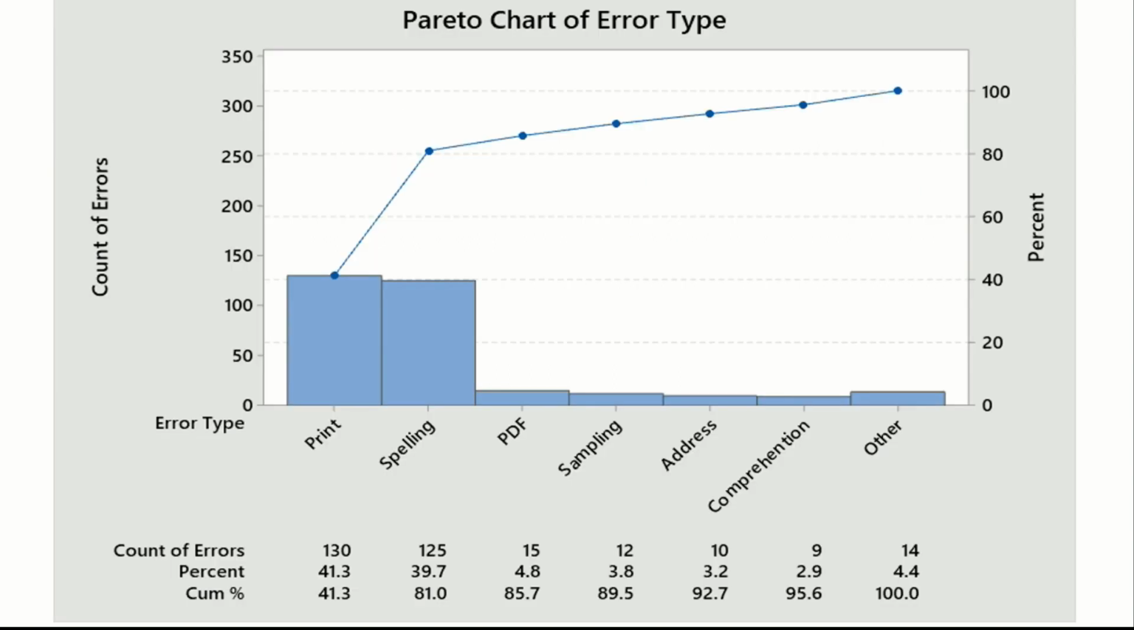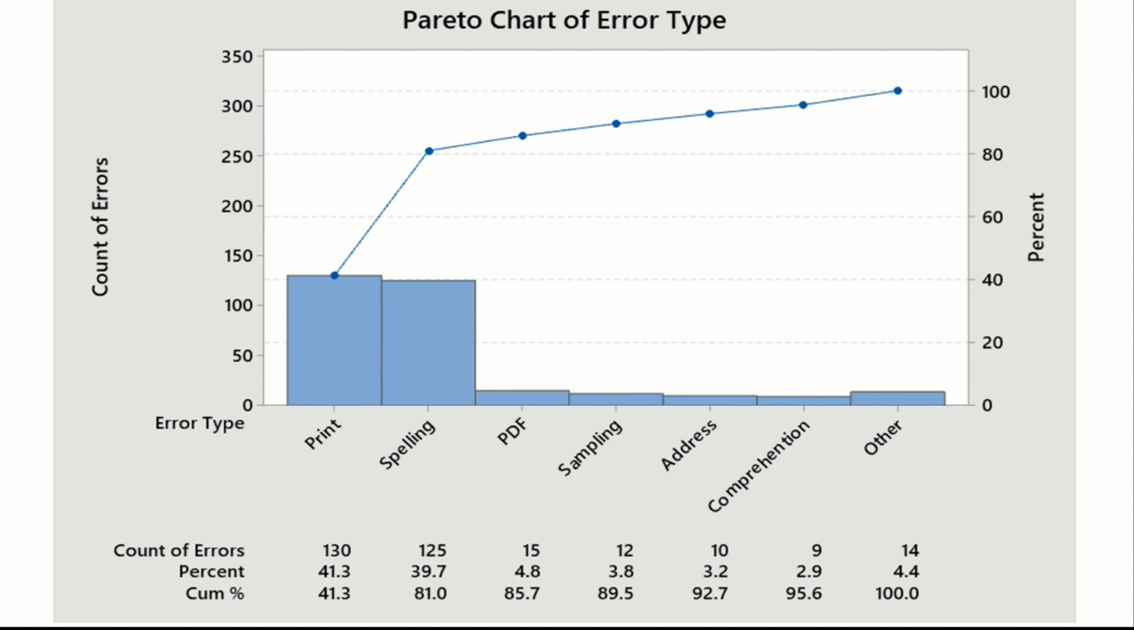This is how a Pareto chart looks. On the left hand side, you will see the count of errors. And on the right hand side, you will see the percentage contribution of these errors. You can also look at the cumulative percentage, which means 41.3% of the errors are contributed by the print error type. And if you include the second error type, which is spelling mistake, both of them contribute to 81% of the total errors. So if we work on these two error types, we will be able to handle 81% of the project problem.